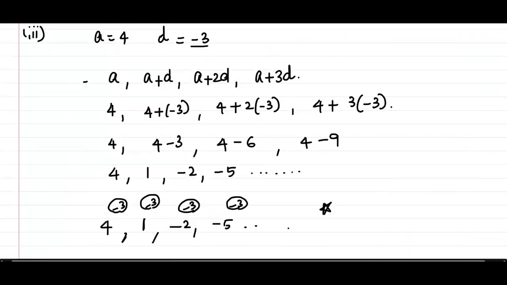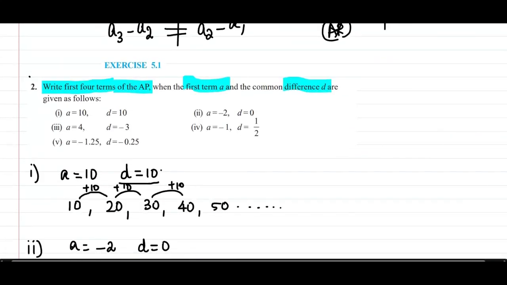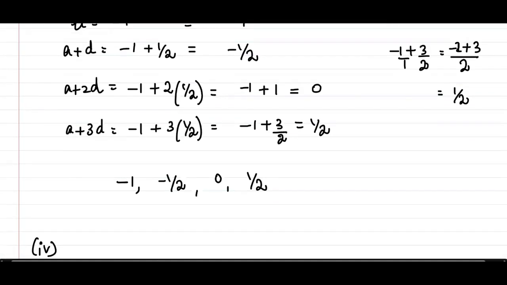Okay, now question number 5, sorry. For question number 5, value of A is -1.25 and D value is -0.25. Now we are getting decimals and both are negative values. This is question number 5. For question number 5, A value is equal to -1.25 and D value is 0.25 and that is also negative.